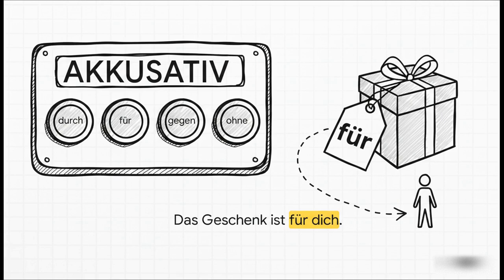Prepositions are another super powerful trigger. This group you see here, durch, für, gegen, ohne, will always be followed by the accusative. No thinking required, no exceptions. If you see the word für, you know the next thing is accusative. Like in das Geschenk ist für dich. The gift is for you.